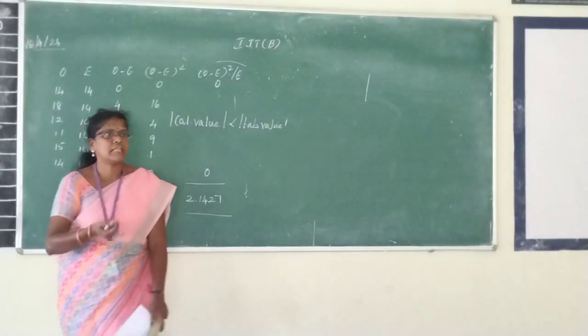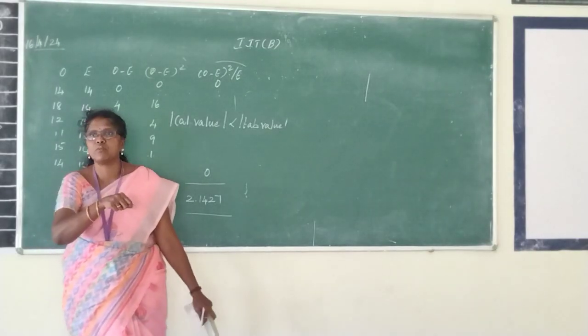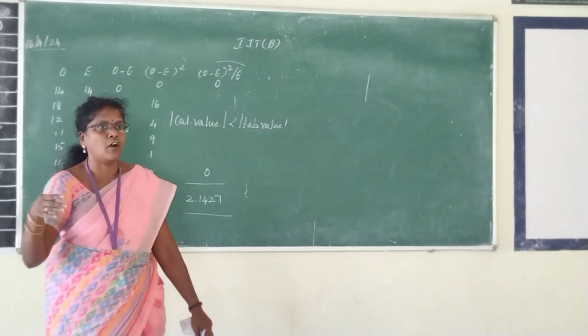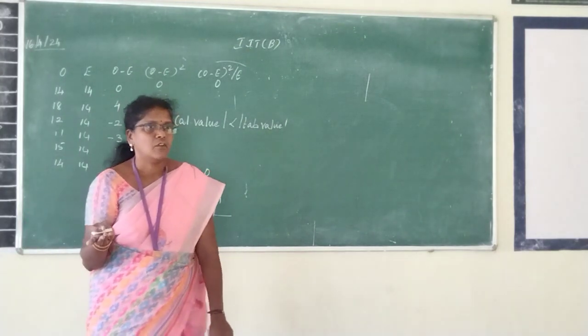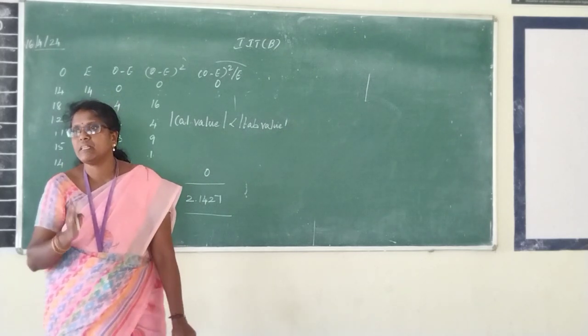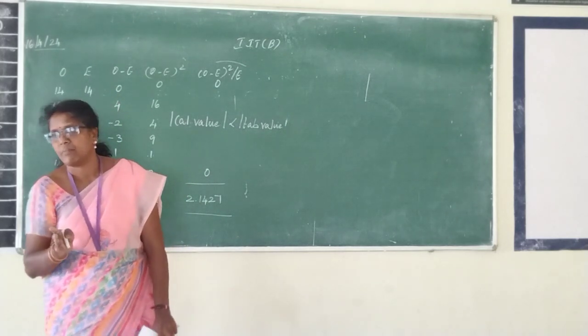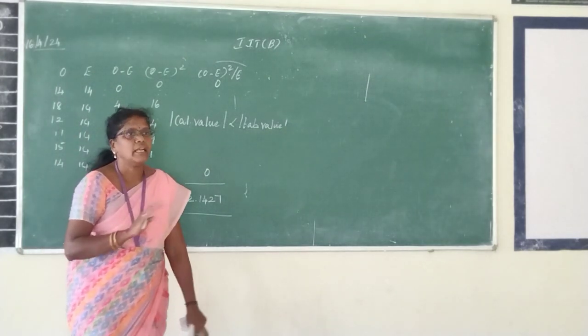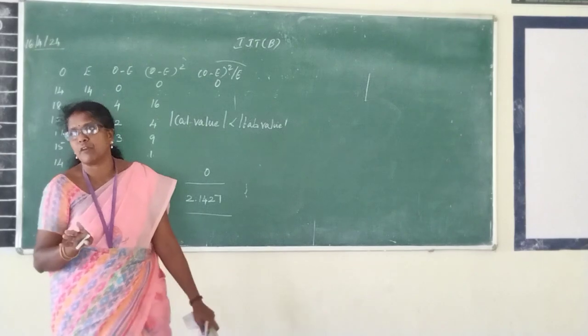If the coin is damaged, meaning one side is heavy, what will happen? That side will come again and again, repeatedly, more times. So unbiased means it is a perfect one. Everything has an equal chance of happening. Biased means just the opposite: not equal. It does not have an equal chance of happening.